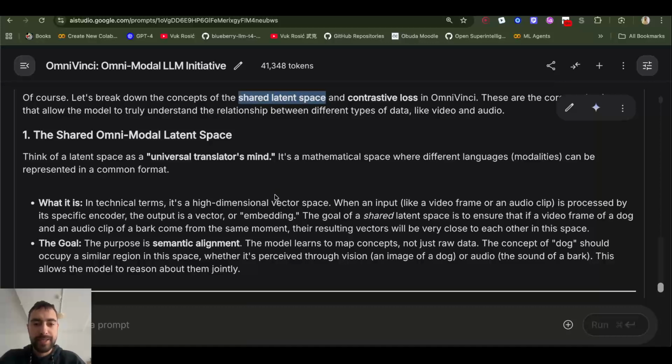Latent space: imagine that if you have an image of a dog, you convert that image into a vector, an array of numbers. Those numbers should represent the semantic meaning of a dog, what a dog is and how it behaves. To be more precise, if you have an image of a dog, or some frame from a video, and you also have audio of a dog barking, then when both are represented as latent vectors, as numbers, those vectors should be very close to each other in the latent space. So their semantic meaning is similar.